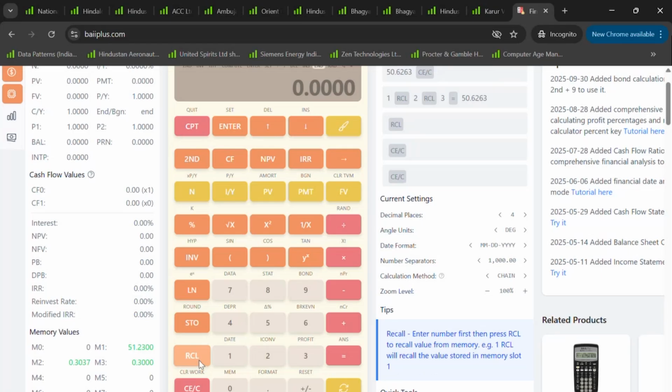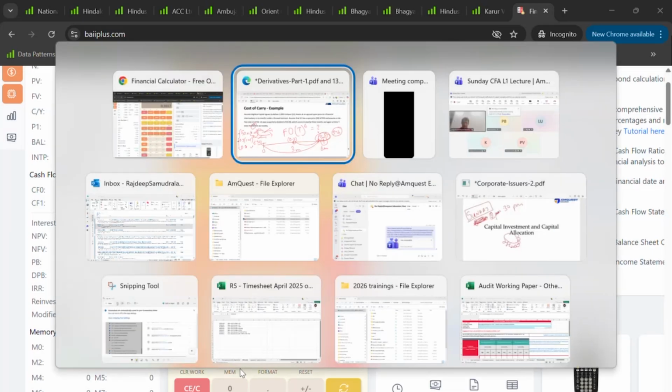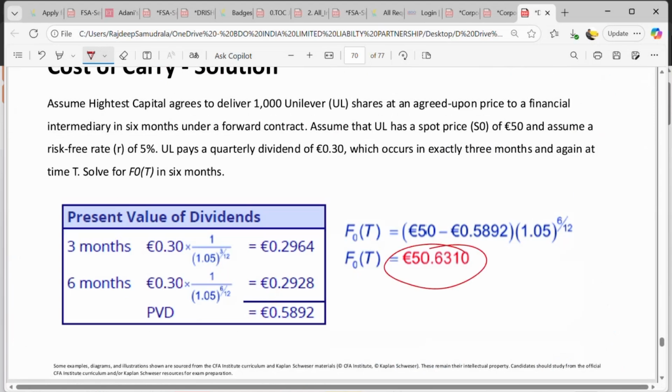So what I just do, I recall the first answer. From that, I then remove the second answer and the third answer. This is exactly what I told you about. Going back to my solution, I told you this is the first answer. 50 becomes 51.23. That's the first answer. 0.3 becomes 0.3073 and 0.3 is 0.3. Minus, you will get the solution, which is 50.63. Clear?